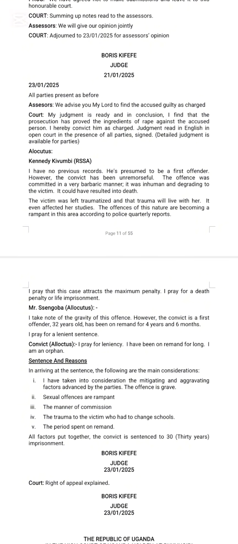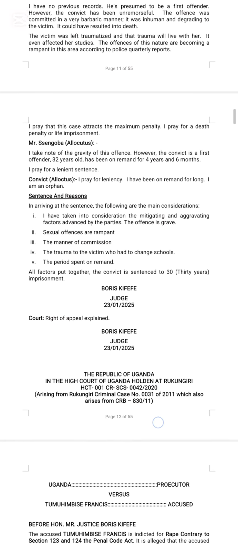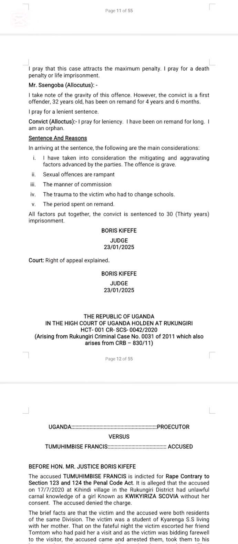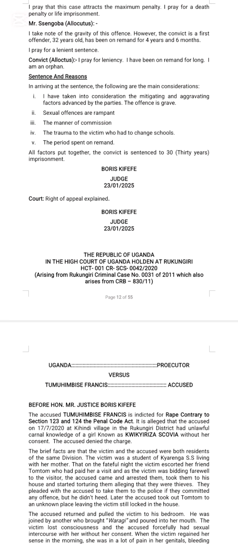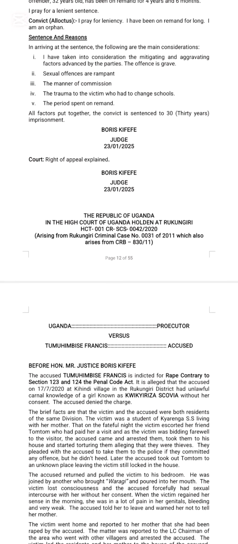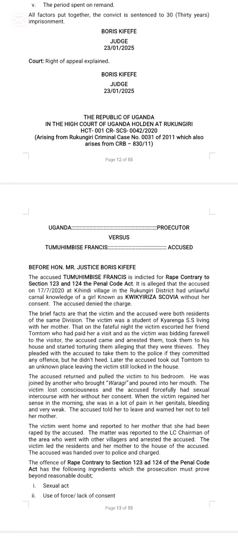Assessors were in court. We advise my lord to find the accused guilty as charged. Allocutus: we can see the allocutus, the sentence, and the reasons in arriving at the sentence following our main considerations. I've taken into consideration mitigating and aggravating factors. All factors put together, the convict is sentenced to 30 years in prison. Then from there we have the judgment.